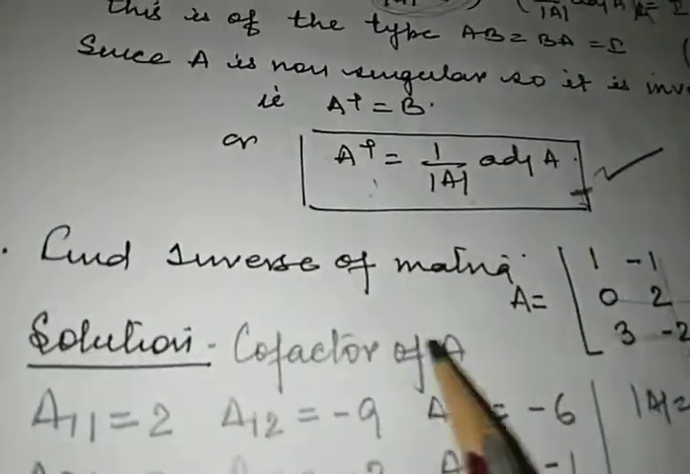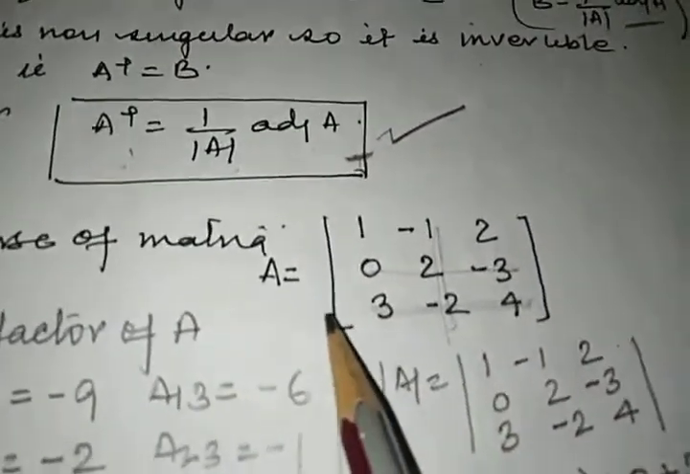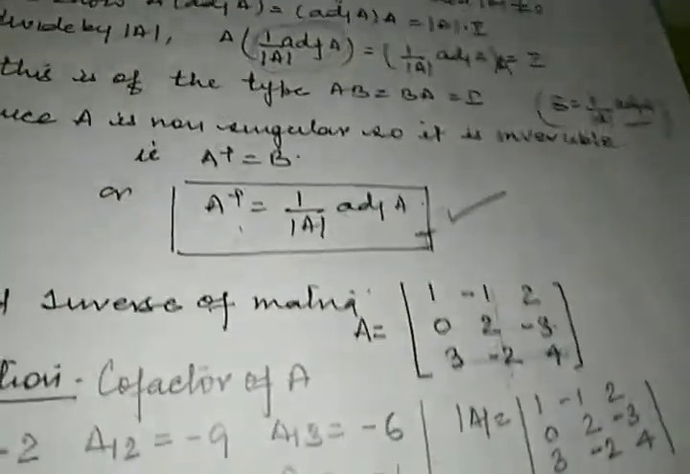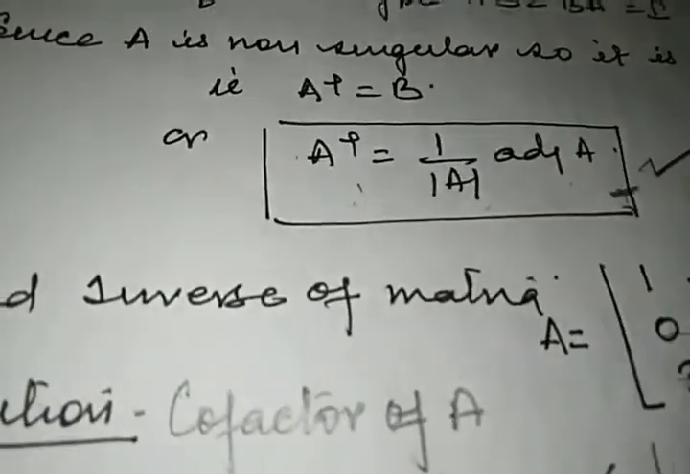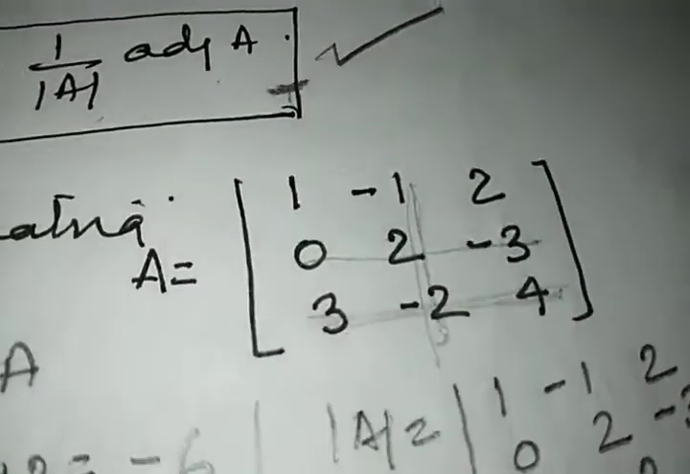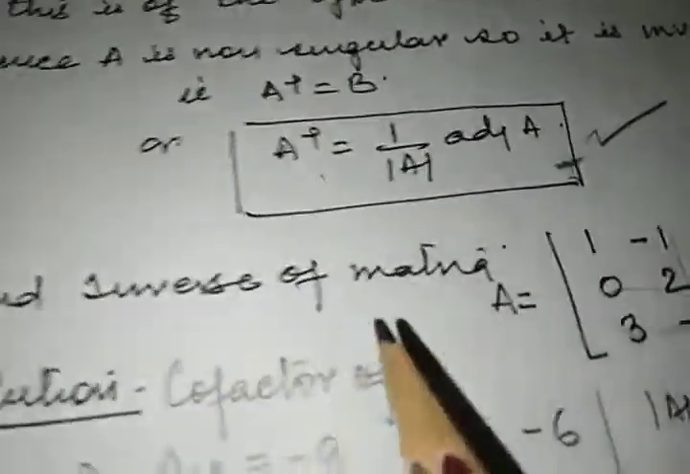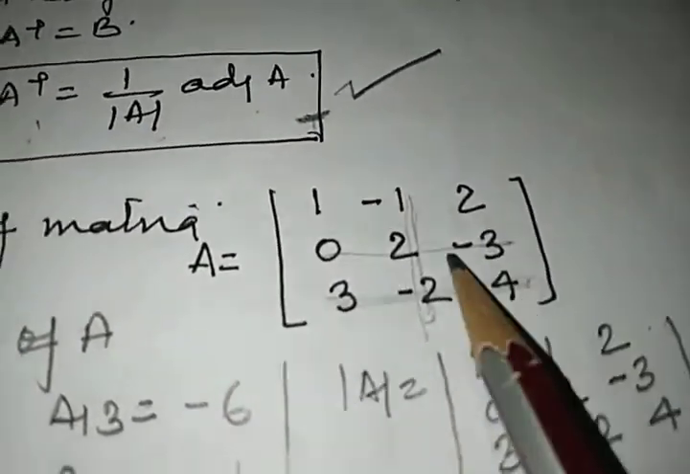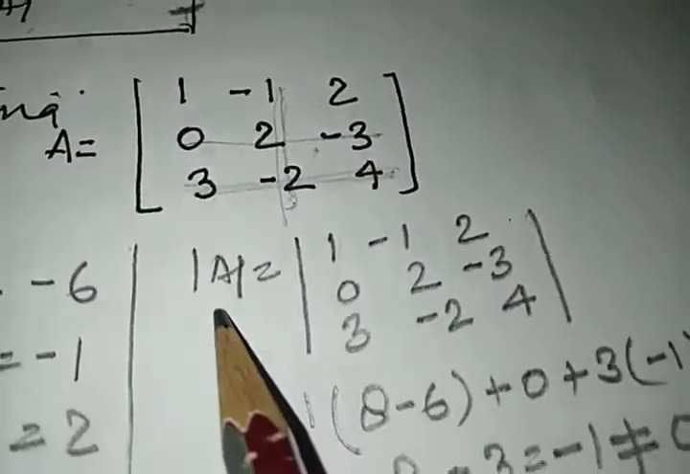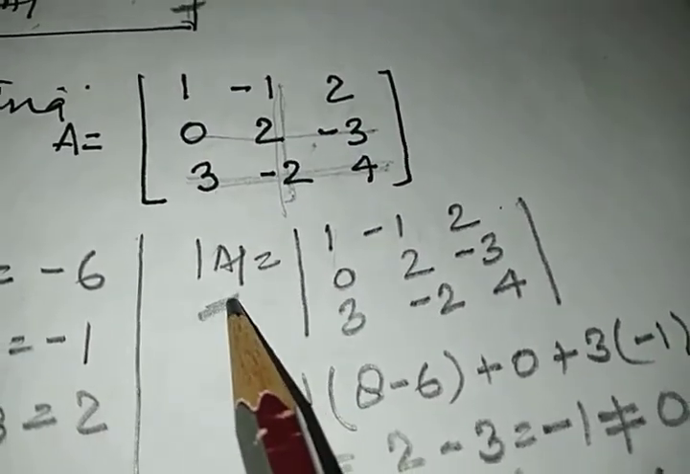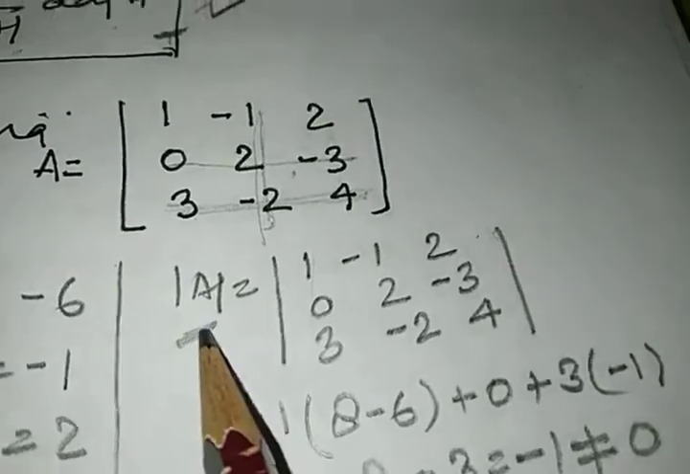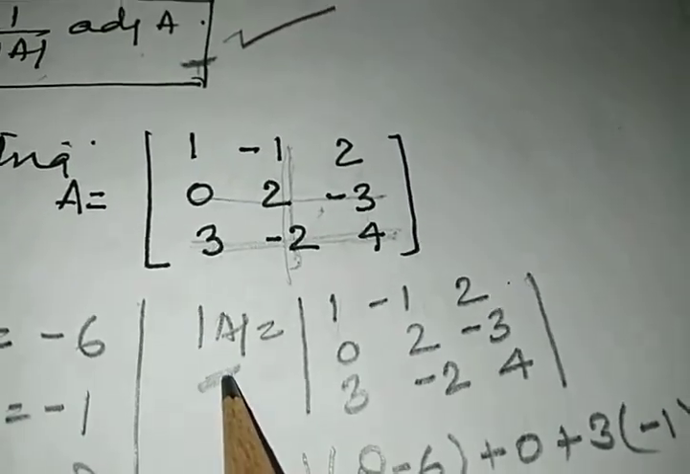So now see one question. Find the inverse of the matrix A equal to this. First, what will you do? You will find the determinant of A. That is, you have to show that A is non-singular. Then only the inverse will exist.